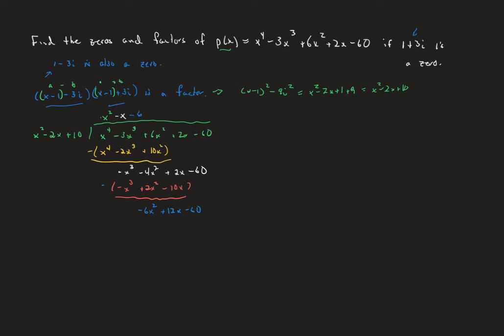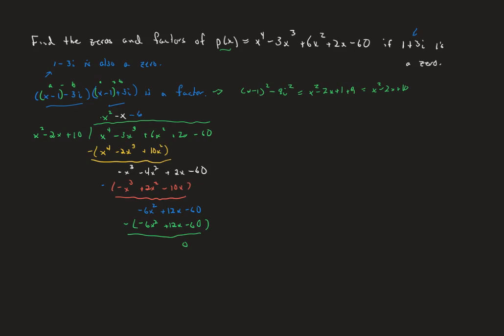So let's see, changing color again, I'm going to go back to green. Negative 6 times x squared is negative 6x squared. Negative 6 times negative 2 is a positive 12x. And negative 6 times 10 is a negative 60. This is good news because we said we should get a remainder of 0, and in fact we do.